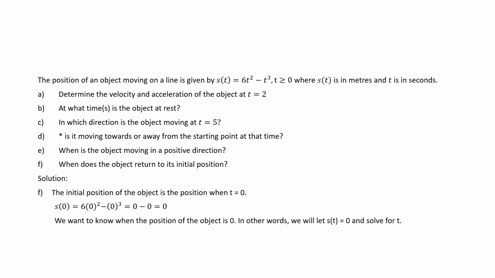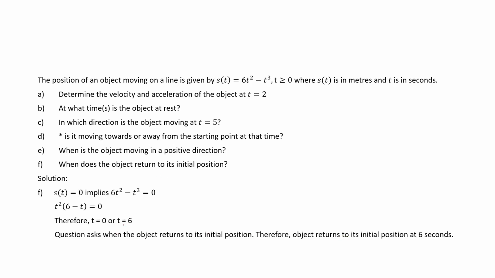And finally, the last question, F, says, when does the object return to its initial position? Well, it's important to figure out what the initial position is. We do that by letting t equal 0 and plugging it into the displacement expression. When we do that, we see that the displacement is actually 0. So what the question's asking us is, when is the position of the object 0? In other words, let s of t equal 0 and solve for t. When we do that, we get t squared times 6 minus t equal to 0, which means t is 0 or t is 6. Now the question asks when the object returns to its initial position. Therefore, we're going to say at a time of 6 seconds.